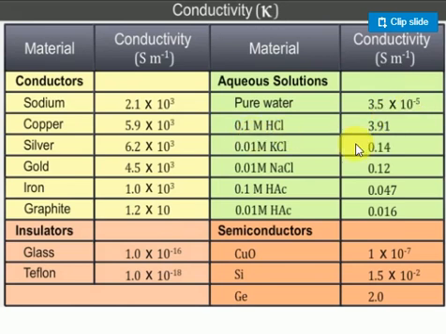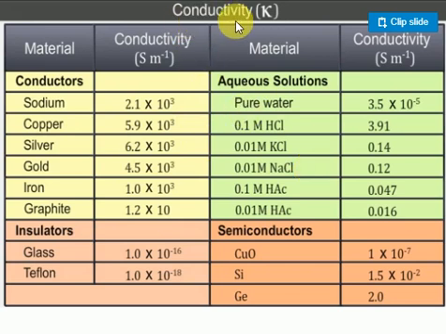The 1 molar HCl they have given as 3.9. Potassium chloride is 0.14. Next one, NaCl is 0.12. Look at the semiconductors: copper oxide 10 to the power minus 7, silicon 1.5 into 10 to the power minus 2, germanium nothing but 2. These are the calculated values of the different materials and their conductance.